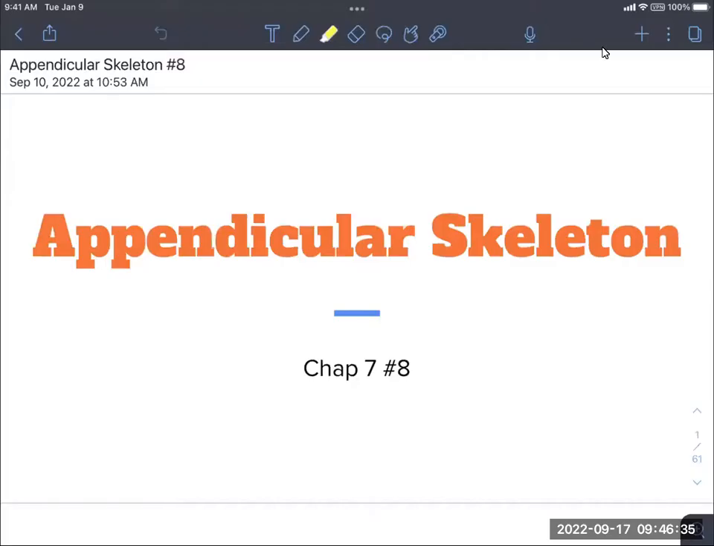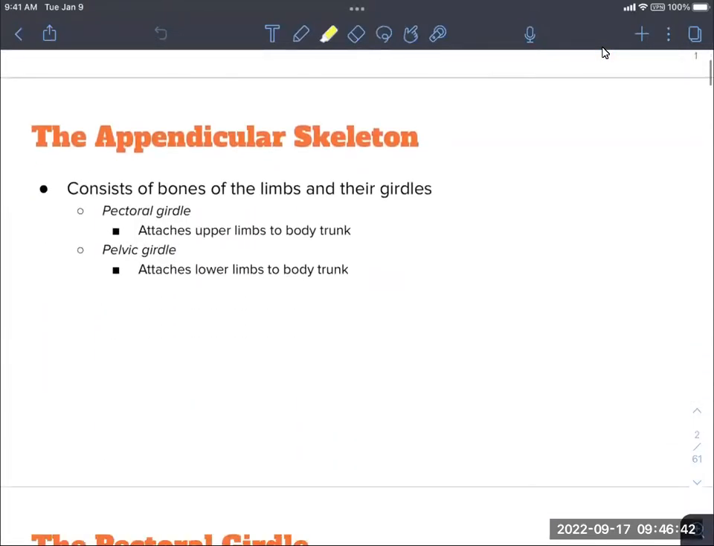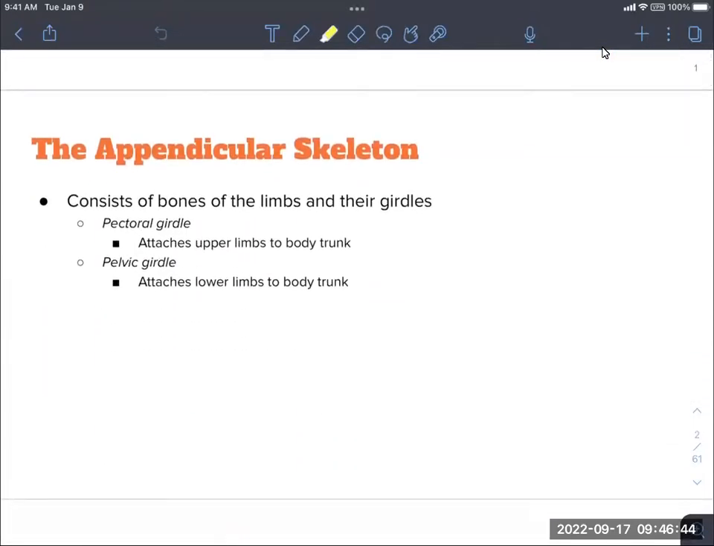Hello. Today we are going to look at the appendicular skeleton. Your appendicular skeleton involves your arms, your legs, and anything that attaches your arms and your legs to your trunk. So that would be your pectoral girdle and your pelvic girdle, as they both attach. Your pectoral girdle attaches your arms to your body, and the pelvic girdle attaches your legs to the body.